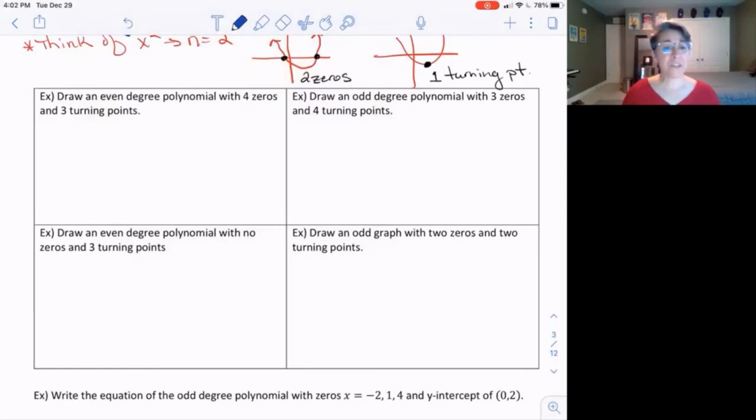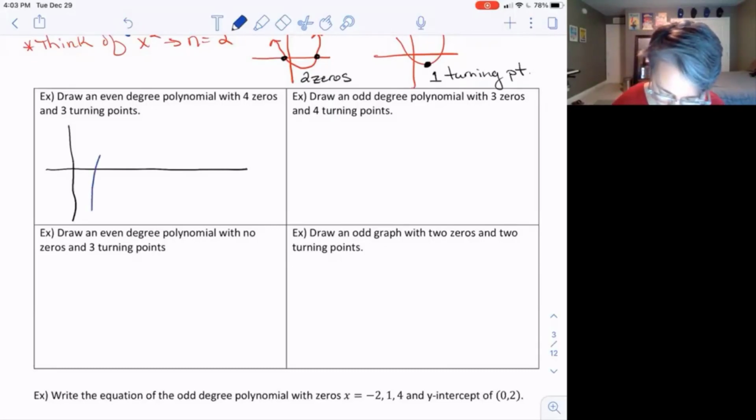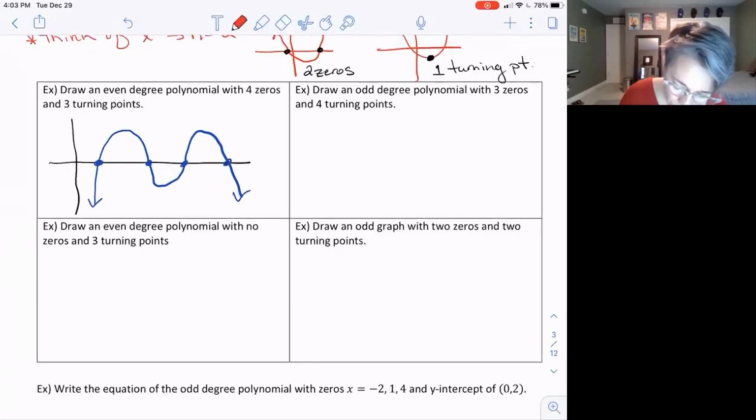You want to draw an even degree polynomial with 4 zeros and 3 turning points. So remember, an even degree has to eventually be facing the same direction. Either the ends all go up or the ends all go down. So if we need 4 zeros, there's 1 x-intercept, 2 x-intercepts, 3 x-intercepts, 4 x-intercepts. Okay, and it's even, it's going in the same direction. So there's our 4 zeros with 3 turning points.